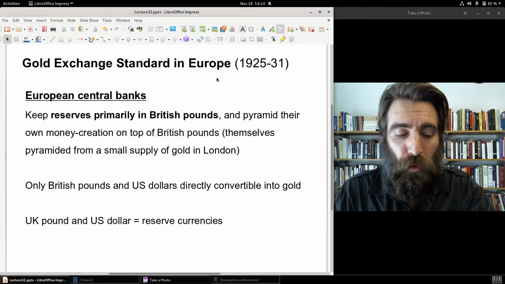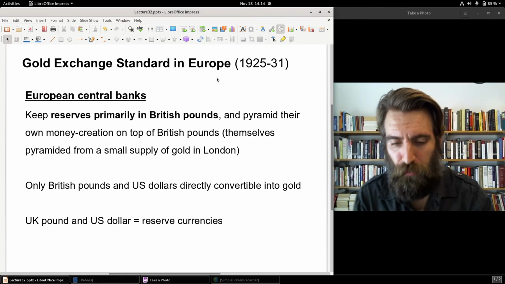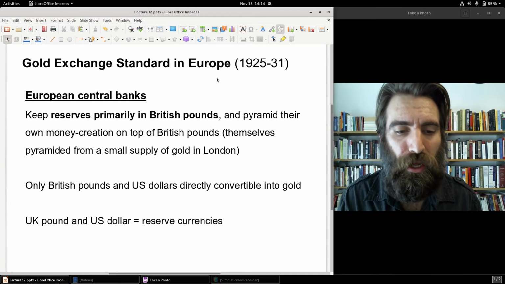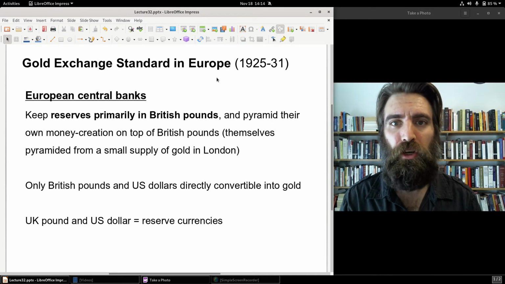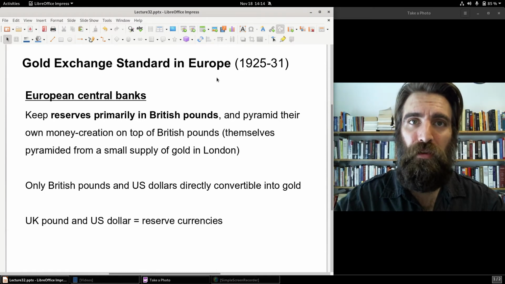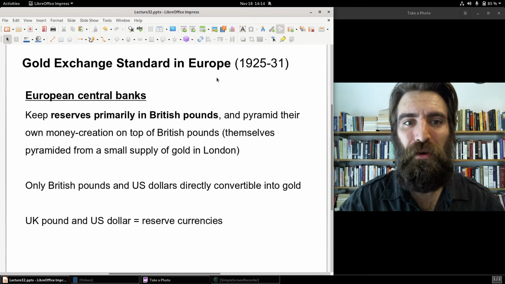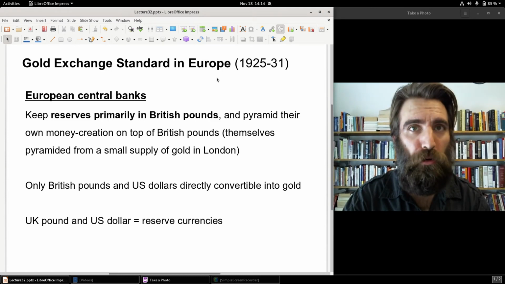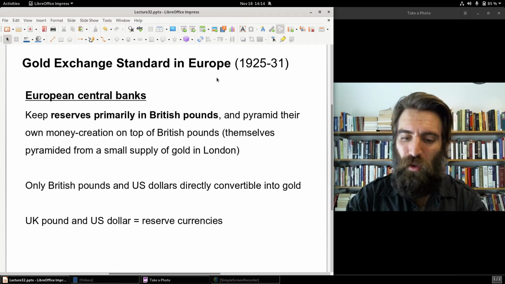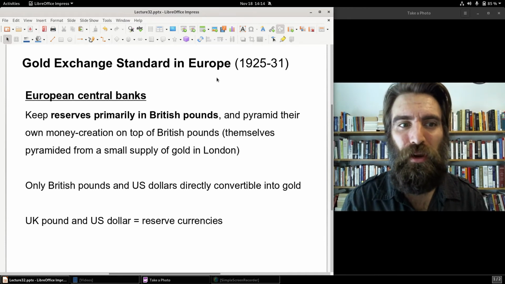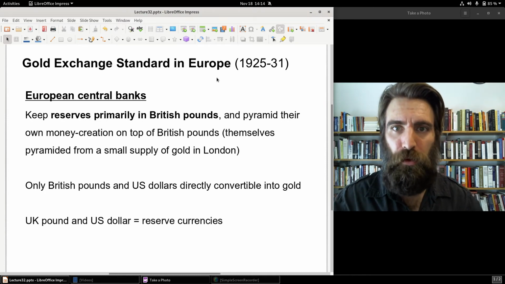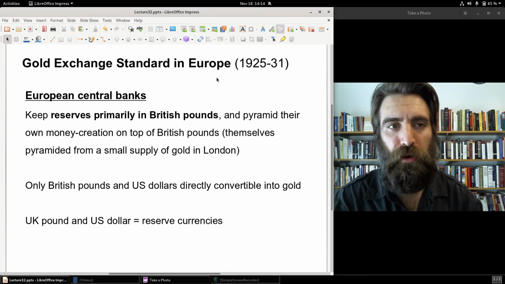What about the rest of Europe? Well, Britain persuades other European countries, beginning with France in 1926, Italy in 1927, and most other European nations, including Germany in 1928. Britain persuades European central banks to also adopt a similar type of system, where no more gold coin is used in domestic circulation, and ordinary people won't be able to redeem their paper notes for gold anymore. And so what happened in Europe, beginning in 1925 through 1931, it collapses with the Great Depression.